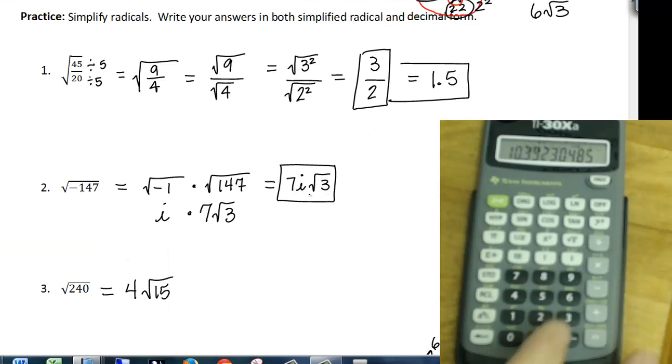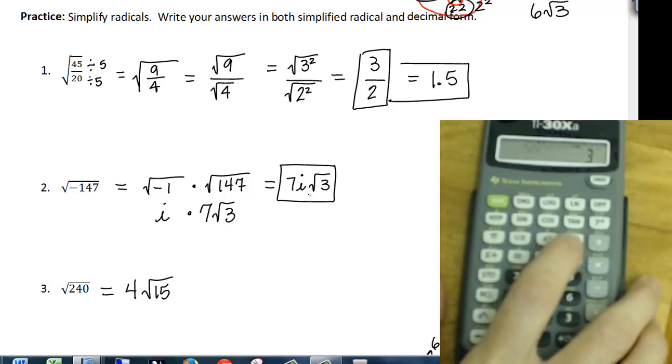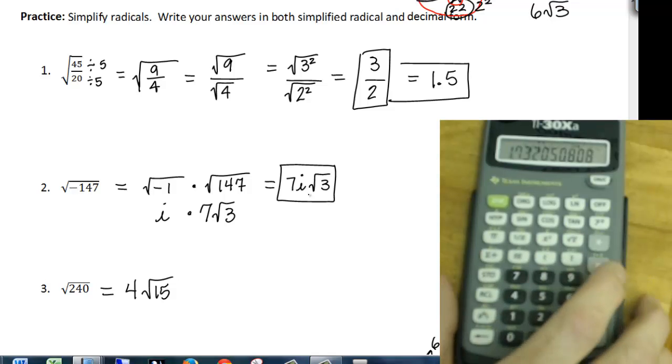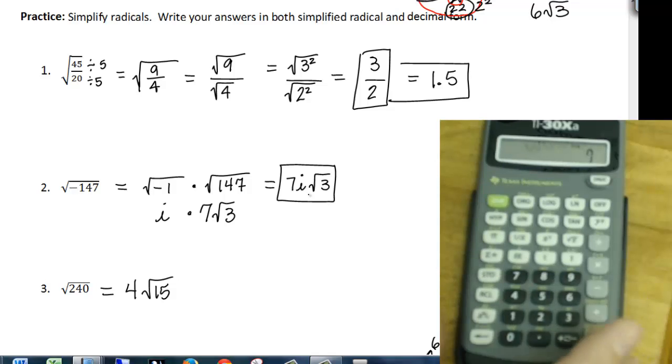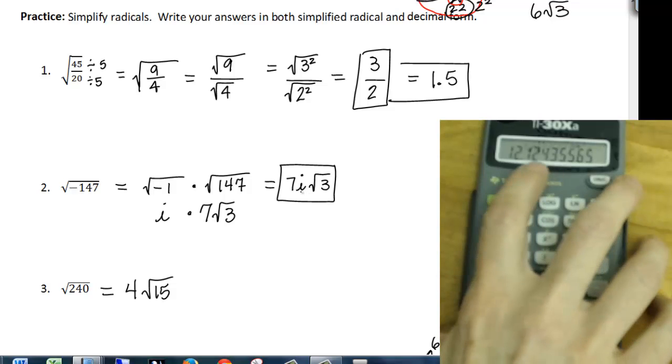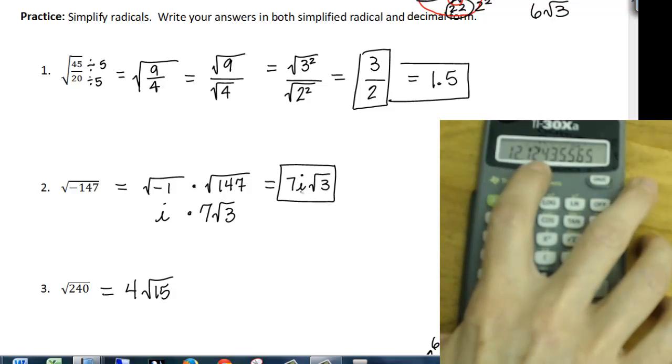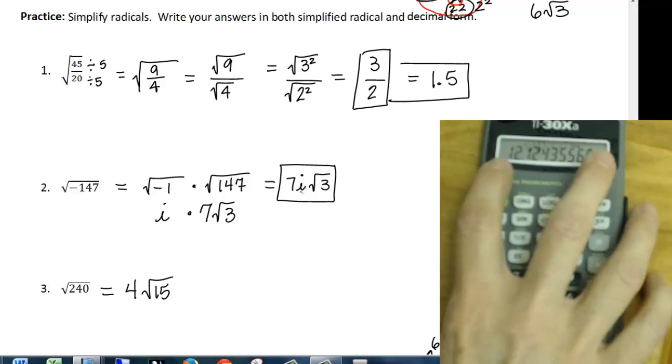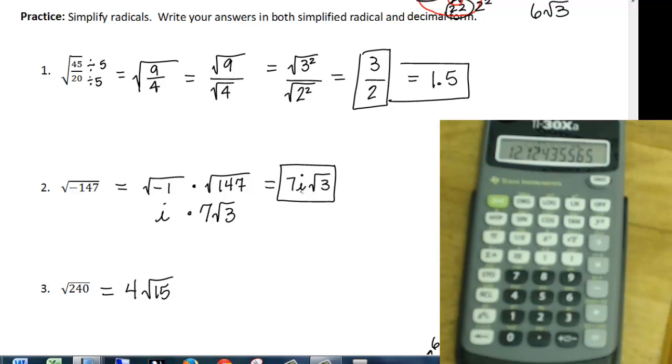So put the 3 in on your calculator. Take the square root and then times 7. And so we're going to round to 3 decimal places. So the fourth one is a 3. That means I'll leave that 4 alone as it is. So it'll be 12.124. So I'll have 12.124i as an approximation for this radical.